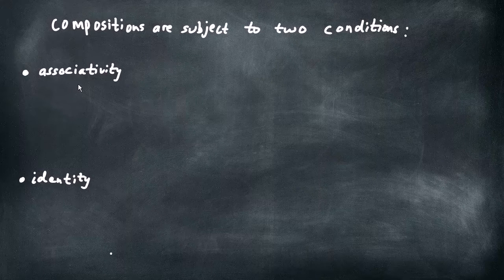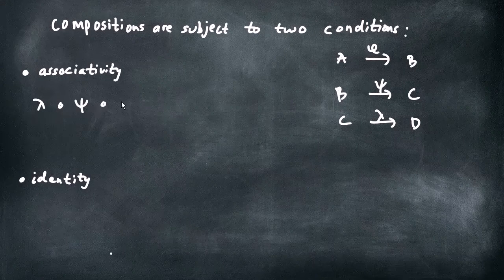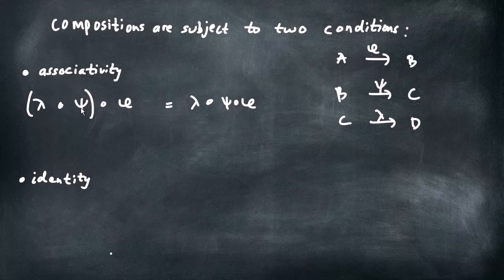So let's see here, if we have A to B, and then B to C, and then C to D. Let's call these phi, psi and lambda. So the morphism from A to D can be composed in two different ways, but they should be equal. So we can compose lambda and psi first and then compose with phi, or we can compose psi and phi and then compose with lambda.